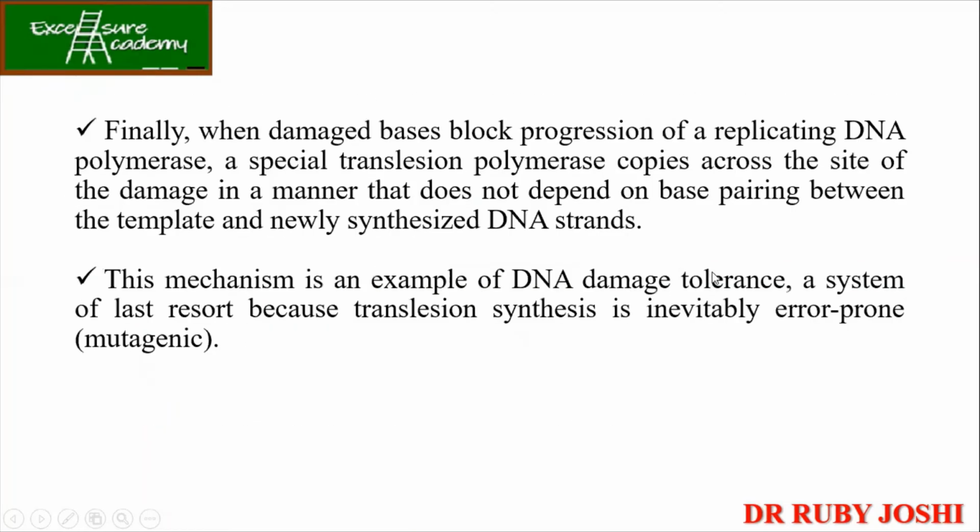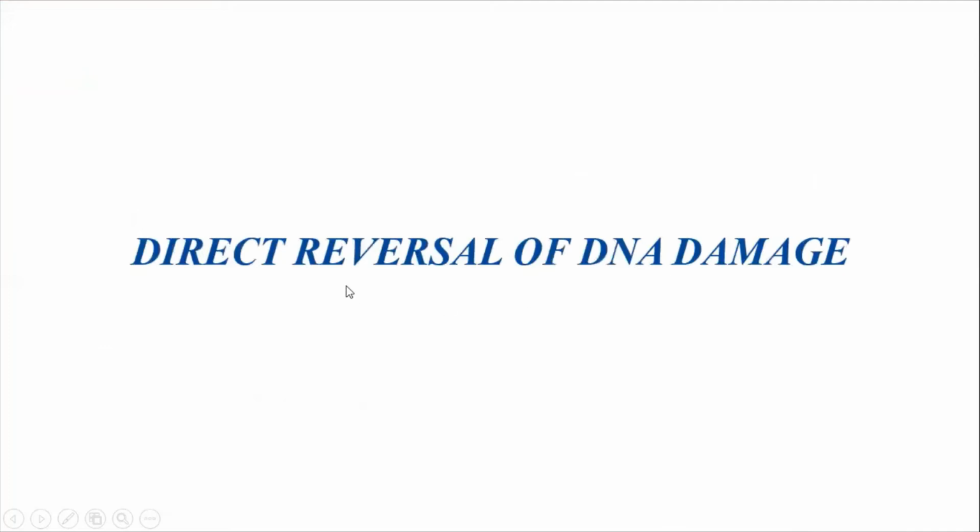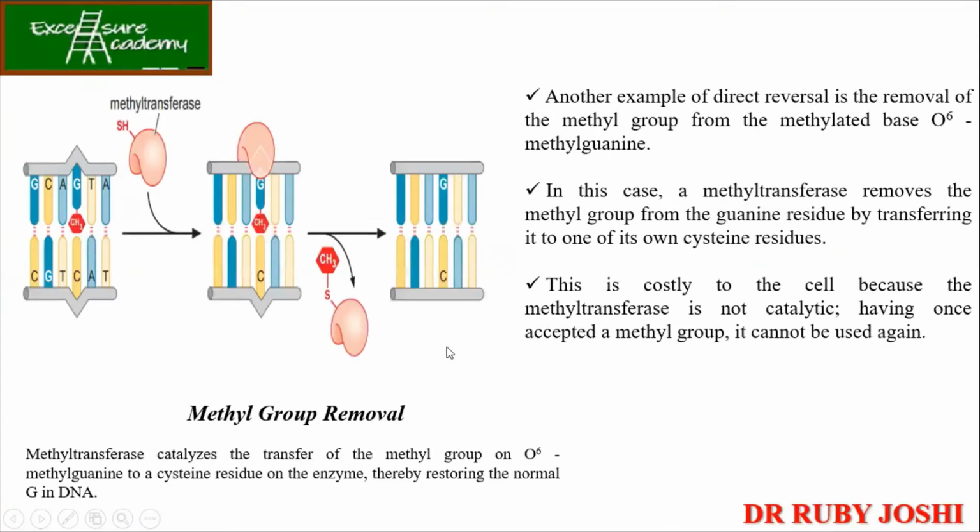Then the last one is translesion. So we'll come to that. So direct reversal of the DNA damage is the first one. Already एक हमने direct reversal में कौन सा आता है? Thymine dimer. This is another type where you have a methylated guanine. Another example of direct reversal is the removal of the methyl group from the methylated O6 methyl guanine.